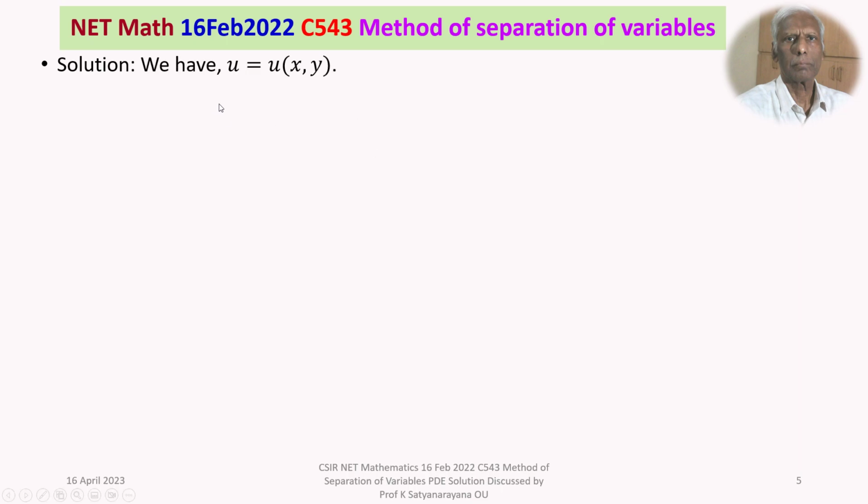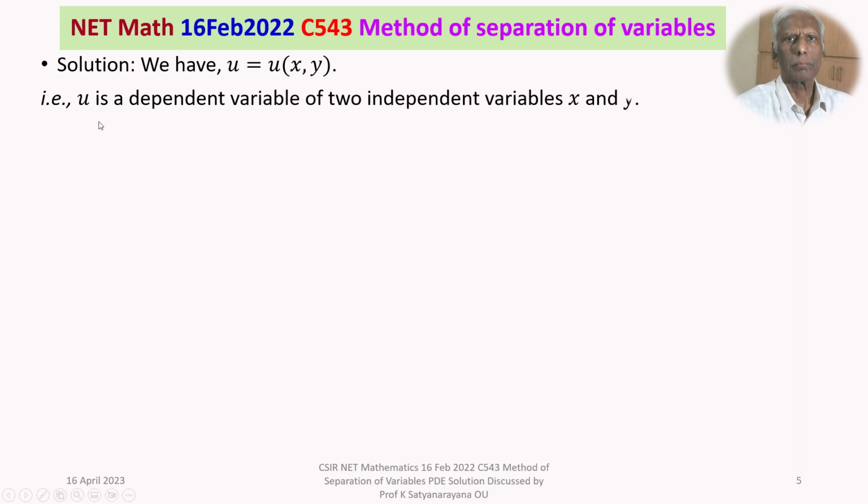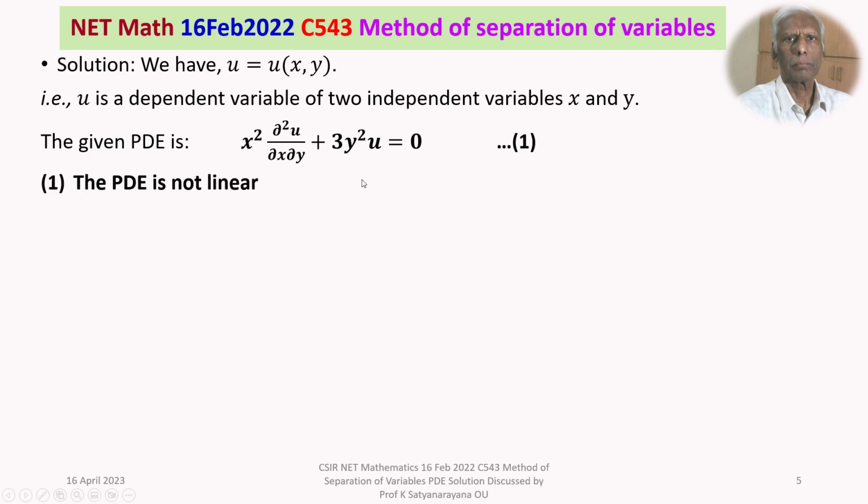We now discuss the solution of the problem in detail. We have u as a dependent variable and x comma y as independent variables, and u is a function of x comma y. And we are given the partial differential equation x square del square u by del x del y plus 3y square u is equal to 0. It is a partial differential equation.